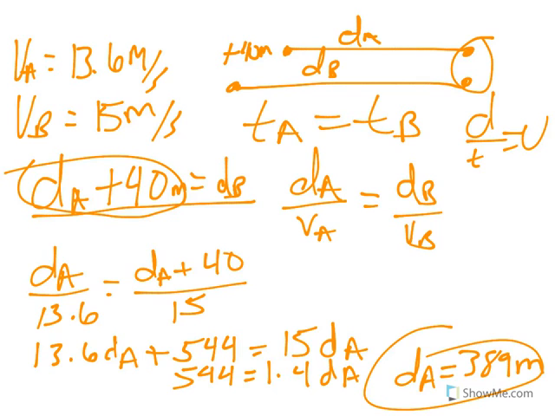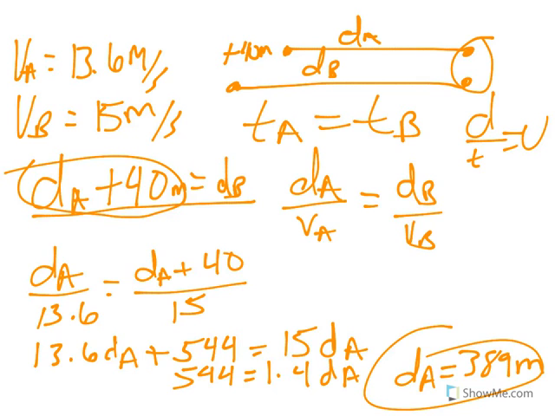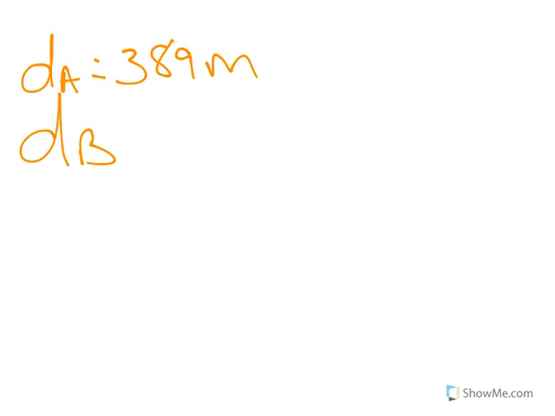Now I know the distance for A, and I also know the distance for B. If the distance for A is equal to 389 meters, then the distance for B has got to be the distance for A plus 40. So that means the distance for B is equal to 429 meters. So now we've answered question B. Now let's answer A.